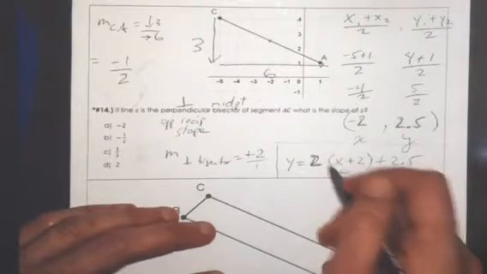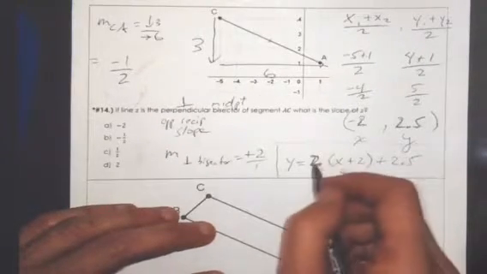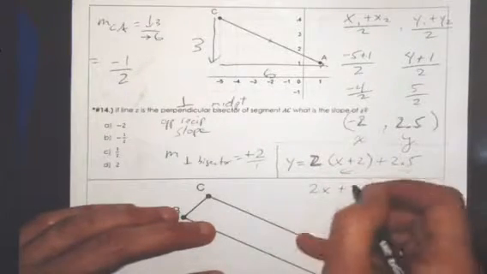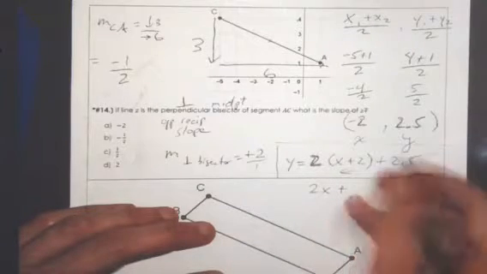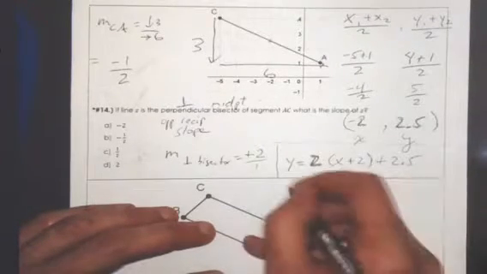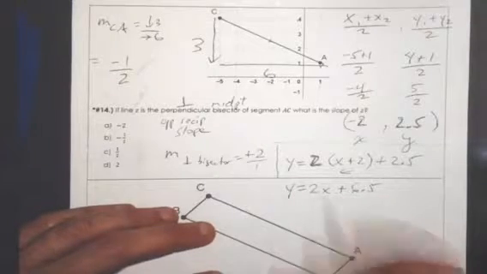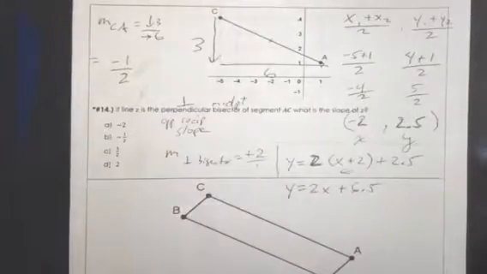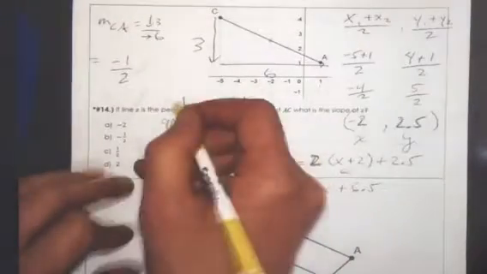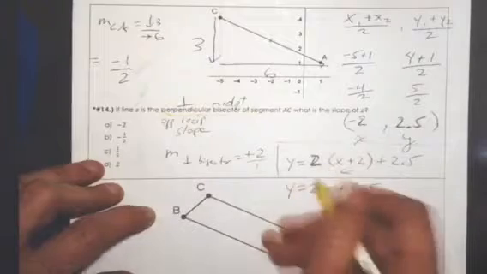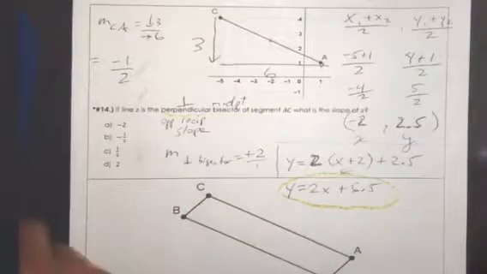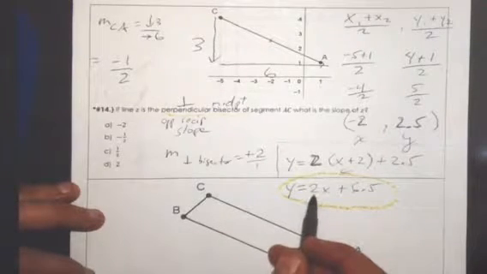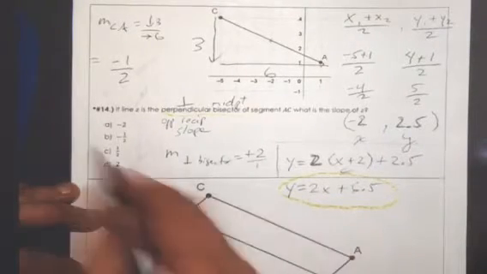You can simplify it into mx plus b. So see that this is 2x plus 2 times 2, so 2x plus 4. And then that plus 4, then plus 2.5, so plus 6.5. And that gives you the equation of the perpendicular bisector. Like that. Obviously, the answer to the question is 2, the slope of the perpendicular bisector.